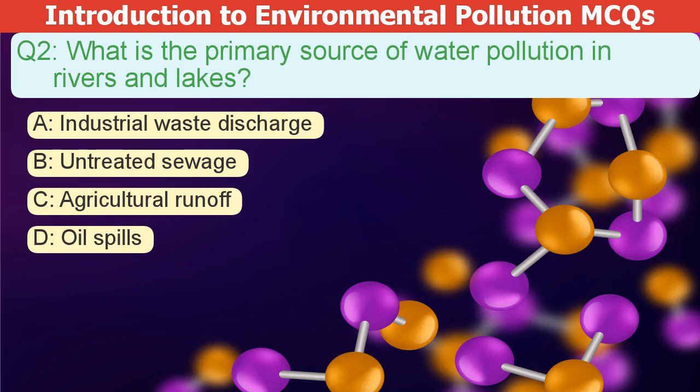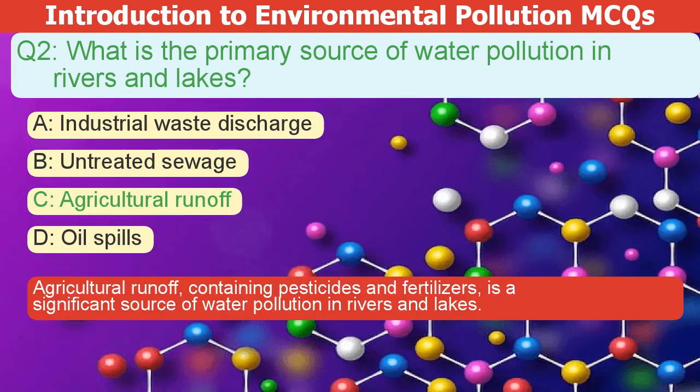What is the primary source of water pollution in rivers and lakes? A. Industrial waste discharge. B. Untreated sewage. C. Agricultural runoff. D. Oil spills. The correct answer is C. Agricultural runoff, containing pesticide and fertilizer, is a significant source of water pollution in rivers and lakes.